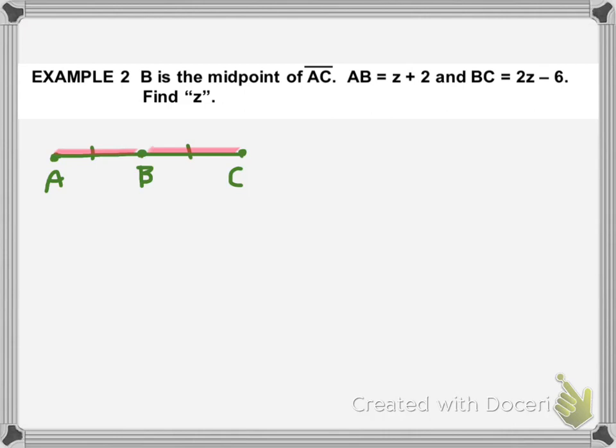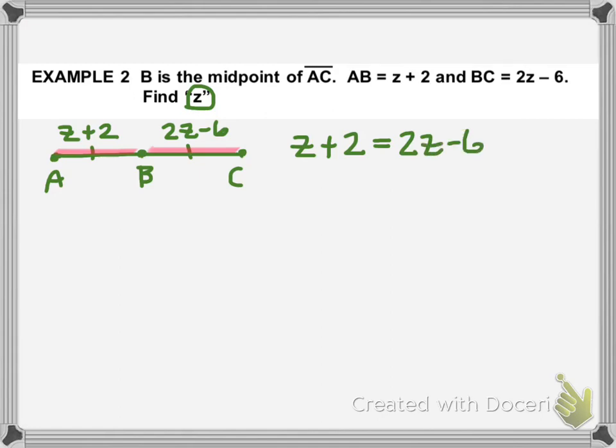We know AB's length is z plus 2, so I'm going to add that to my picture. And we know that BC's length is 2z minus 6, so I'm going to add that to my picture. Because we know that these two lengths are equal, we can write them with an equal sign between them, and then we can solve that equation to find z, which is what is being asked. So we have set the two expressions equal to each other. So let's go ahead and solve.